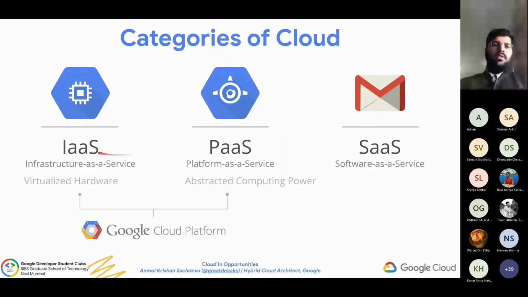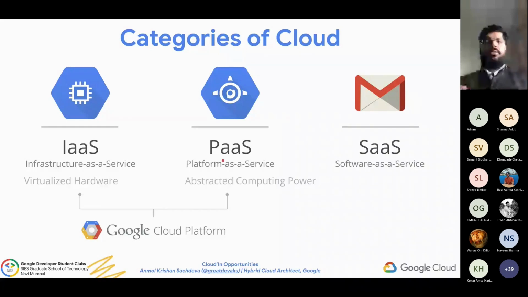So infrastructure as a service is virtualized hardware, as I mentioned. So you are getting compute, you are getting RAM, you are getting CPU, you are getting storage, you are getting disk, and you are making use of that, integrating it with your applications, integrating it with your data, and you are going about having your services created.